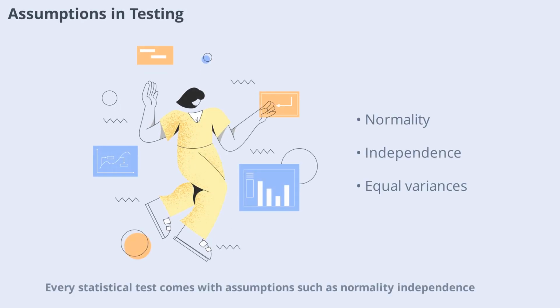Every statistical test comes with assumptions such as normality, independence, and equal variances. Violating these assumptions can lead to incorrect conclusions. It's important to check whether your data meet the requirements before running a test. If not, alternative methods or adjustments may be necessary.